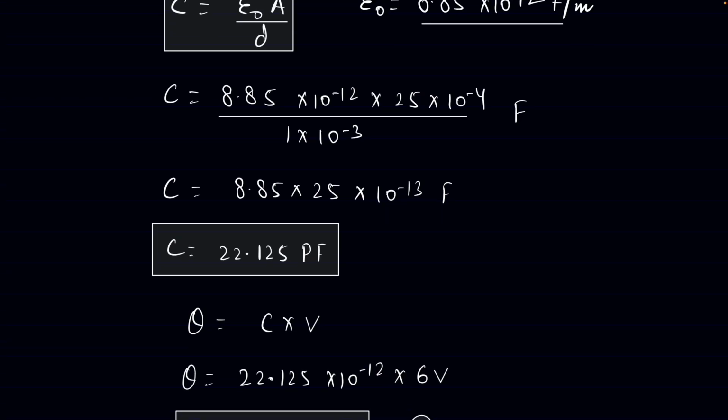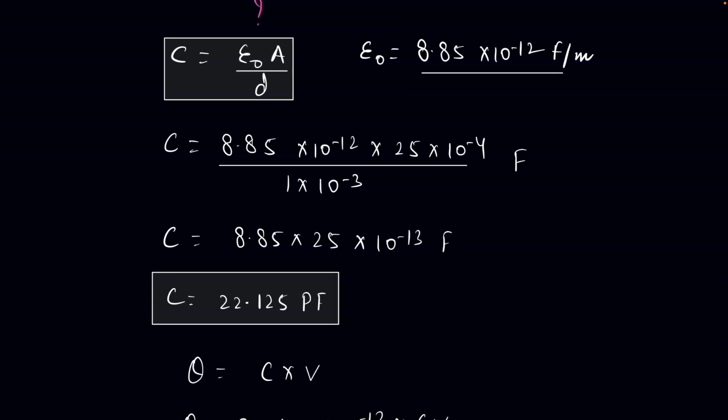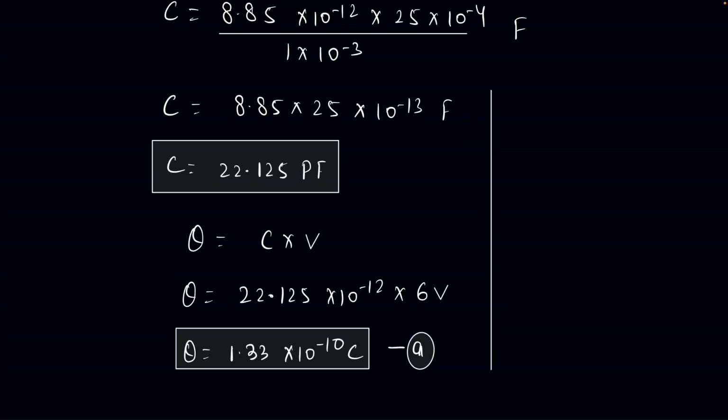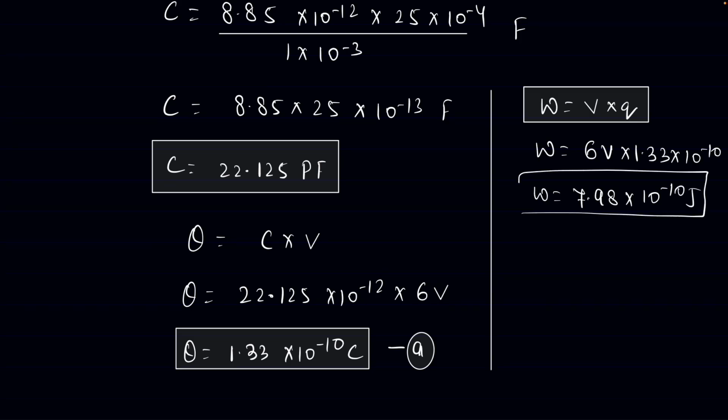In the second part of the question, we need to find how much work is done by the battery during the process. So for this we can use the work formula. W is equal to V into Q, because they are asking with respect to the battery. So based on that we can find the work and its formula is V into Q. So W is equal to V, given as 6 volt, charge we got 1.33 into 10 to the power minus 10. So W is equal to 7.98 into 10 to the power minus 10 joule. So this is the answer of this question.